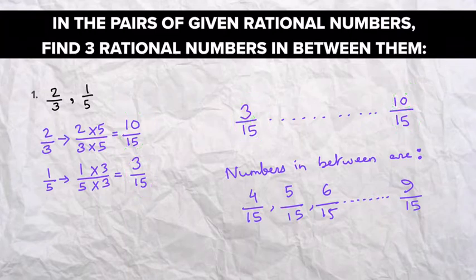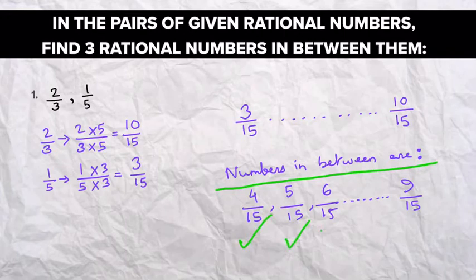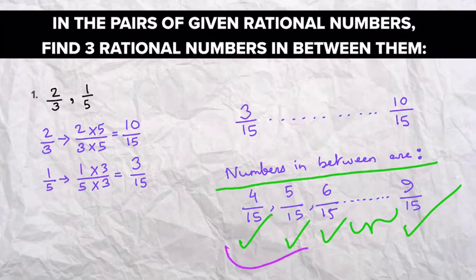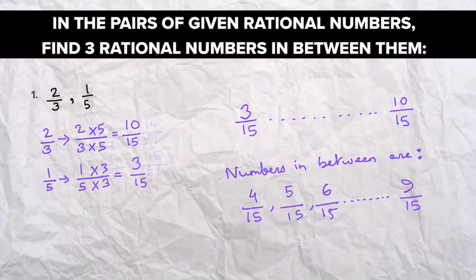So the numbers in between 3 by 15 and 10 by 15 will be 4 by 15, 5 by 15, 6 by 15, 7 by 15, 8 by 15 and 9 by 15. ये डॉट डॉट मैंने दिया है, मैं पूरा लिख नहीं रहा हूँ, बट बीच में नंबर्स रहेगा. ओके, नाउ यू कैन सिलेक्ट एनी 3 फ्रॉम दिस. ये पूरे में से कोई 3 आप सिलेक्ट कर लो, आंसर में लिख दो, आपका आंसर सही हो जाएगा. Let's see another question.